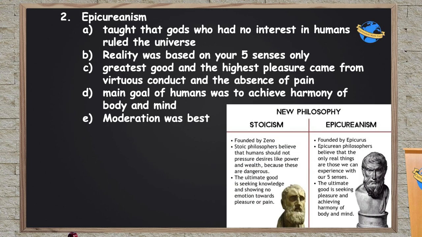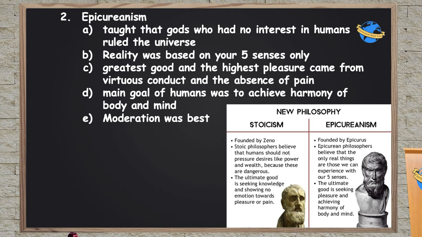The next big philosophical school I want to talk about from the Hellenistic period is that of Epicureanism. Their philosophers taught that there are gods that run the universe, but those gods really don't care about and have no interest in the day-to-day actions of human beings. Instead, they said in reality, the only thing that's actually real are the things that you can experience with your five senses. That's taste, touch, sight, sound, and smell.